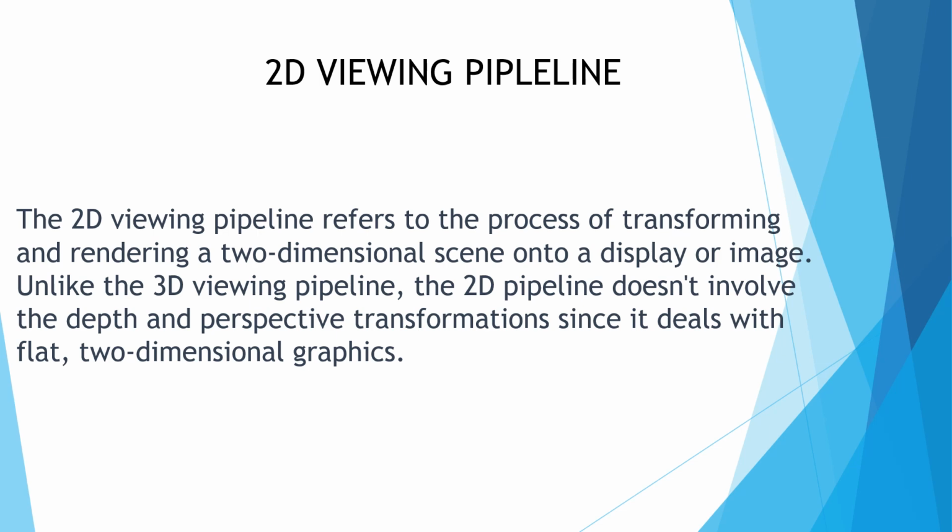First, let's see what's the 2D viewing pipeline. The 2D viewing pipeline refers to the process of transforming and rendering a two-dimensional scene onto a display or image. Unlike the 3D viewing pipeline, the 2D pipeline doesn't involve the depth and perspective transformations since it deals with flat, two-dimensional graphics.